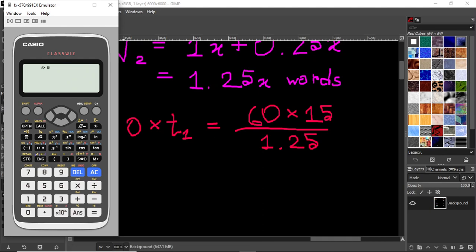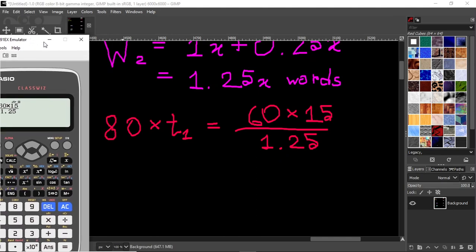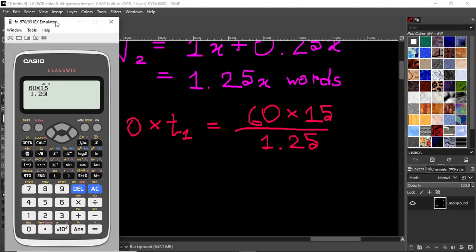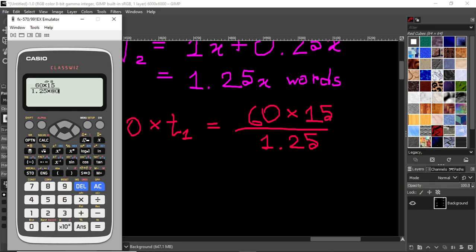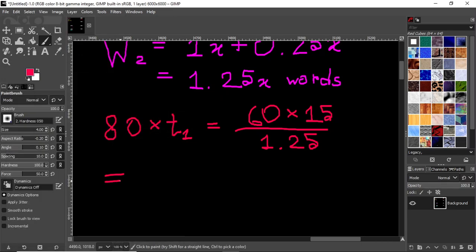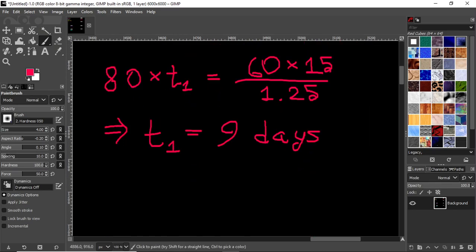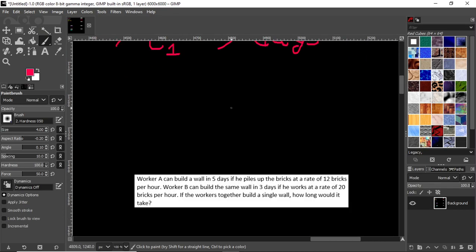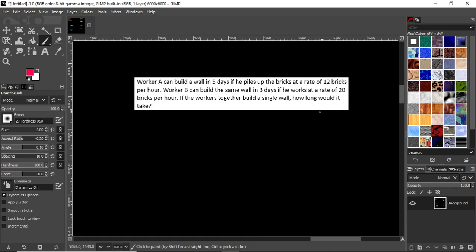So here, let's see. 60 into 15 divided by 1.25, and to find T1 we can bring 80 to this side, so divide by 80 on both sides. So 1.25 into 80, this should give us our answer, and we get 9. So T1 equals 9, and this should be in days because we used days on this side. So Beth has 9 days to write her article. All right, so that problem is also done. It was pretty neat, pretty easy. So this formula is proving really useful.